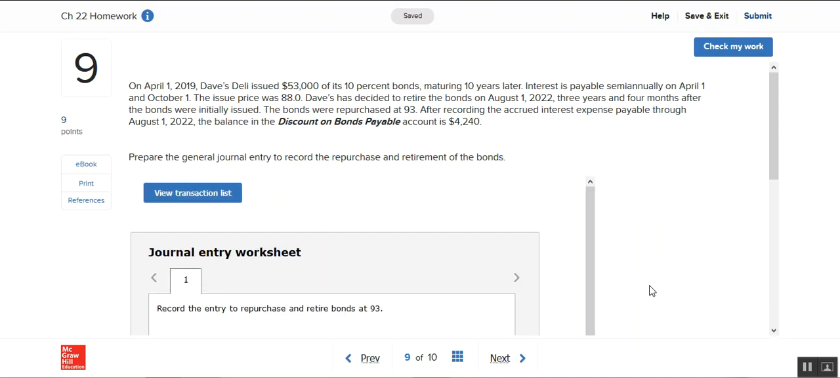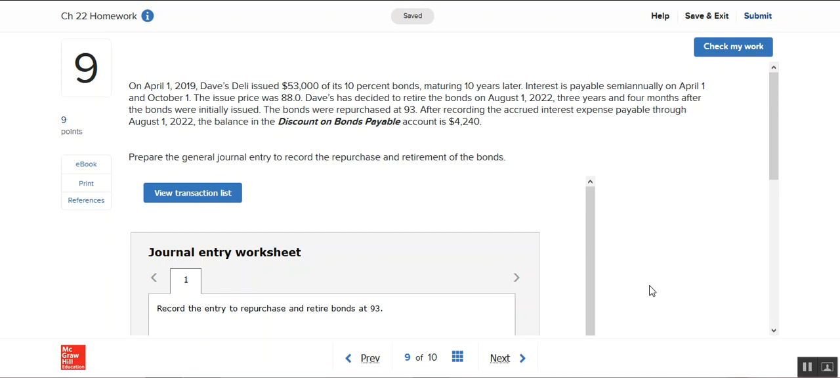Number 9 says Dave's Deli issued $53,000 of its 10% bonds that mature 10 years later. Interest is payable semi-annually. The issue price was 88, so these bonds are actually getting issued at 88% of the face value. That should tell us that we're issuing these at a discount.